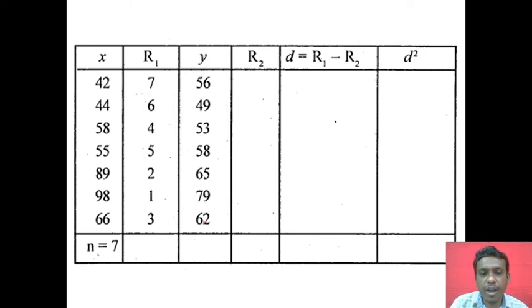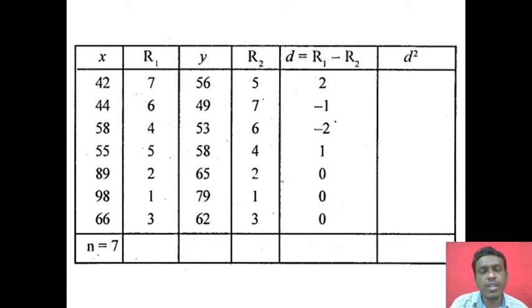Similarly, you give ranks to Y. Suppose these are the marks obtained by one more set of students. So first rank, second rank, third rank, and so on. So these are the ranks. If you give all the ranks up till 7, you will get something like this.